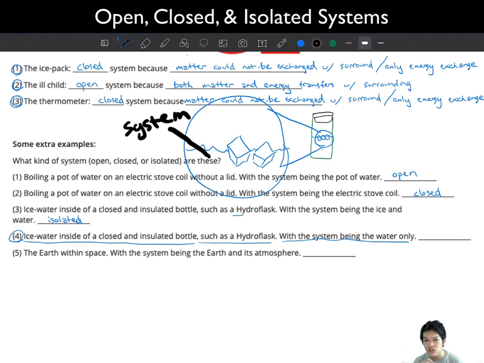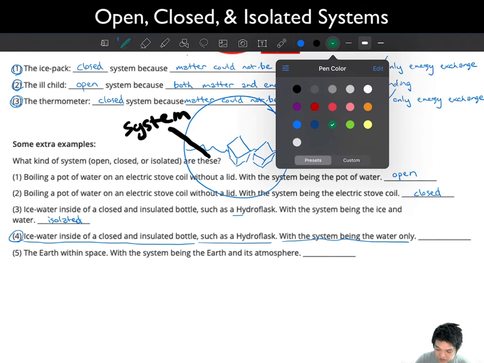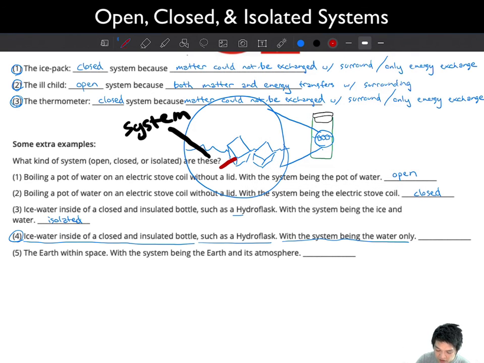Well, is there any energy transfer from the water to the surrounding? Well, there definitely is, right? The water is losing heat energy to the ice, and then the ice will eventually melt a little bit. It'll get a little bit less cold. It'll heat up, basically.